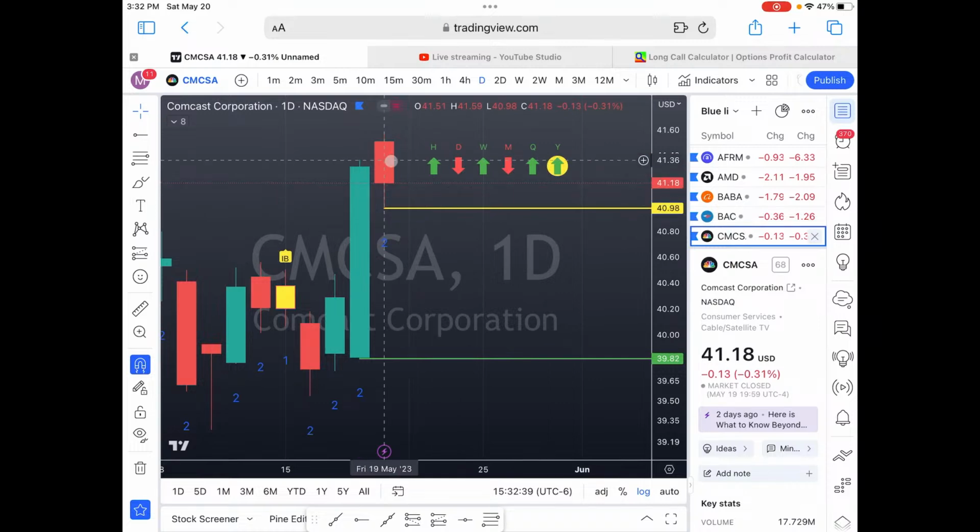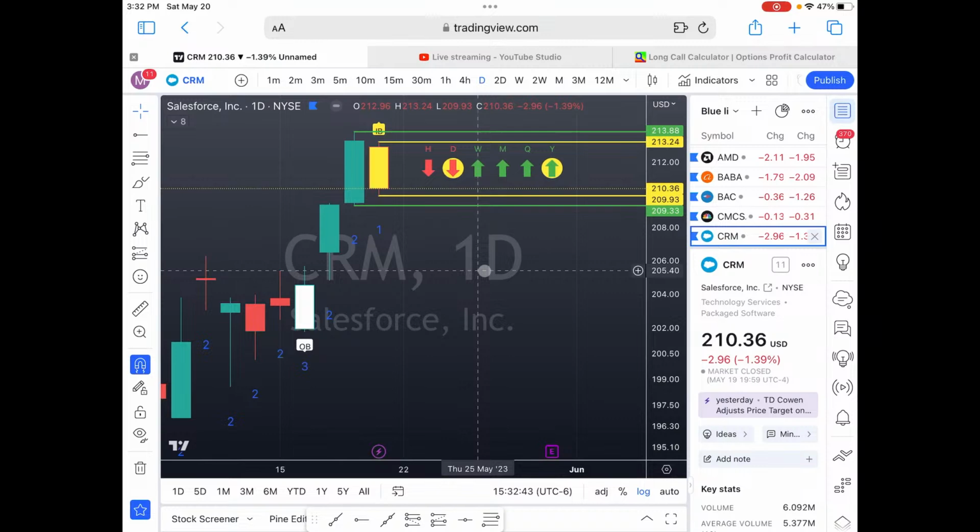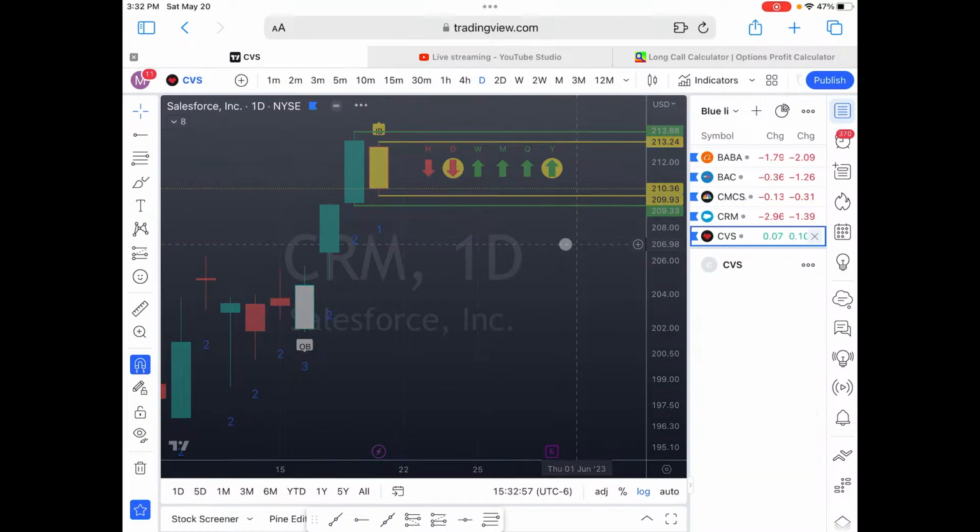Comcast, CMCSA, 2 up red. We look for those puts at $40.98. CRM, another inside bar. We'll see if we have this continuation to the upside after a day of consolidation on Friday, or are we going to trend back down? Puts at 209.93, calls at 213.24.